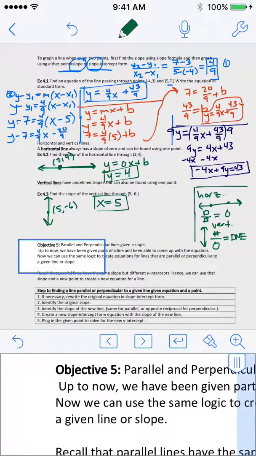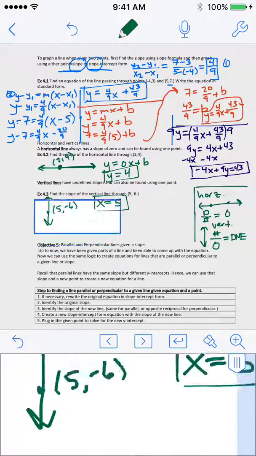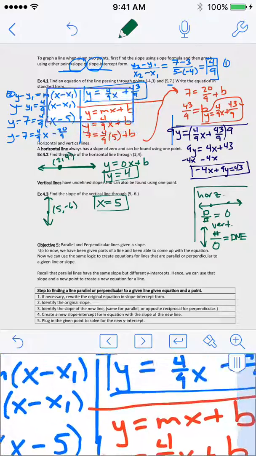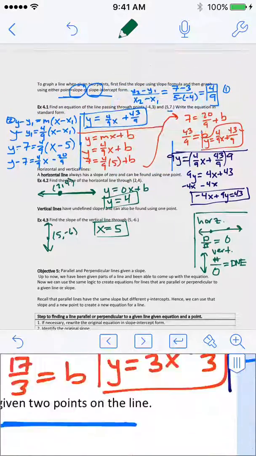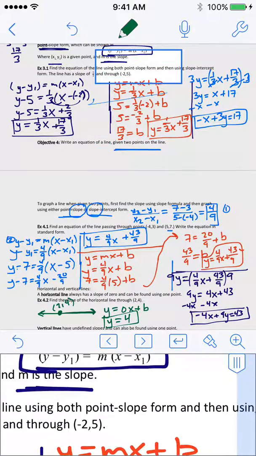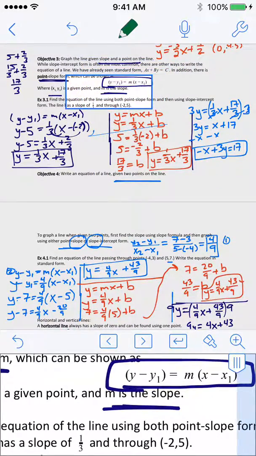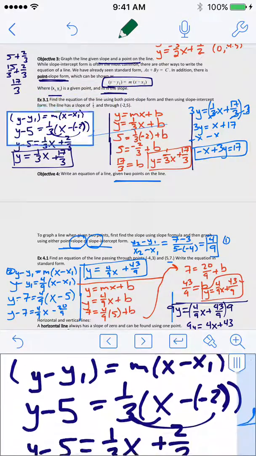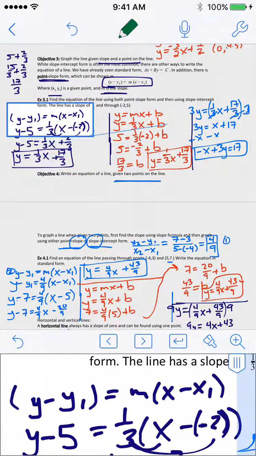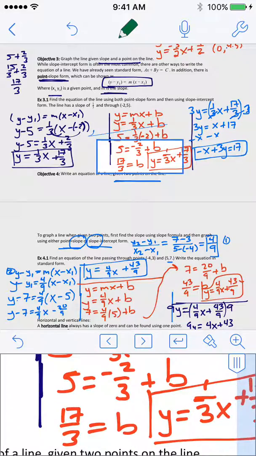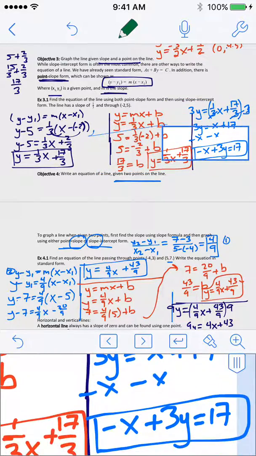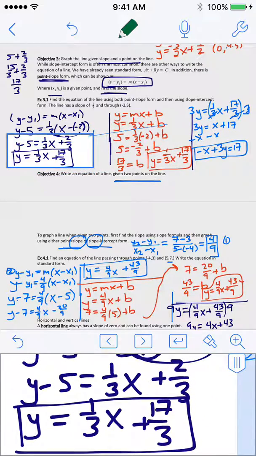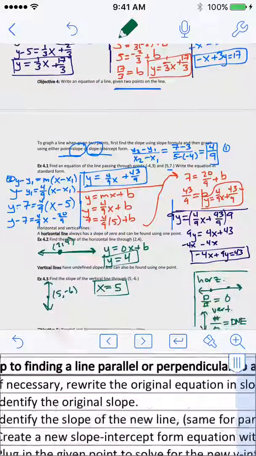Now we're going to jump into parallel and perpendicular, but let's remind ourselves of what we were talking about beforehand. When we were given the slope of a line and a point, we could find the equation by plugging into either point-slope form or slope-intercept form. And if they asked, we could convert it back to standard form, but that was sort of an extra thing. So we ended up with an equation that looked like this.